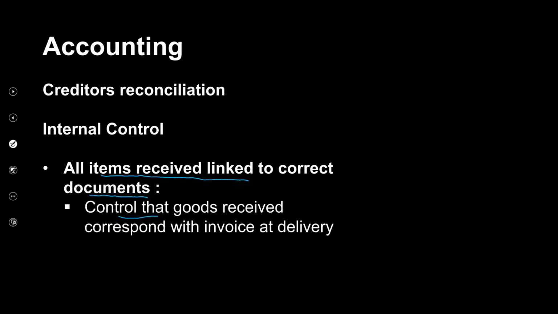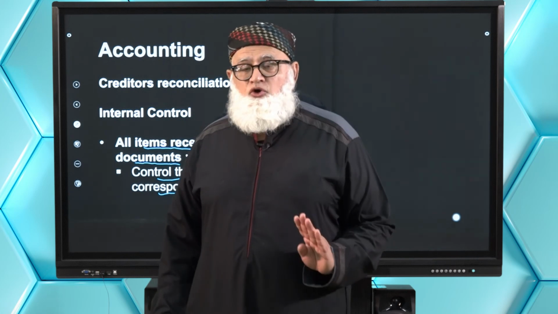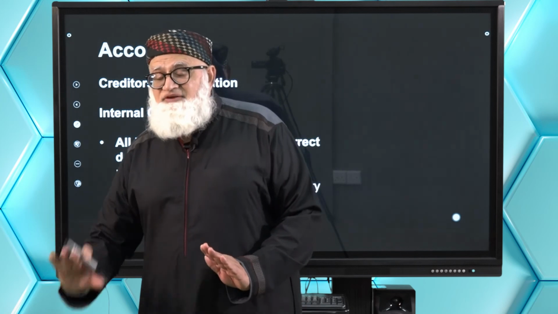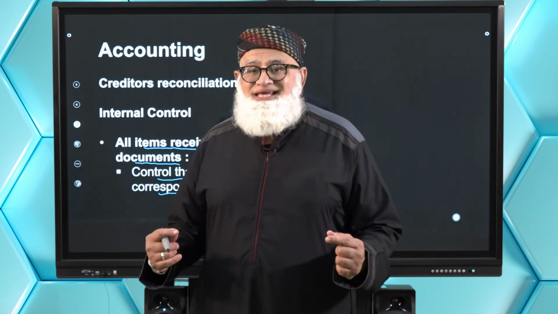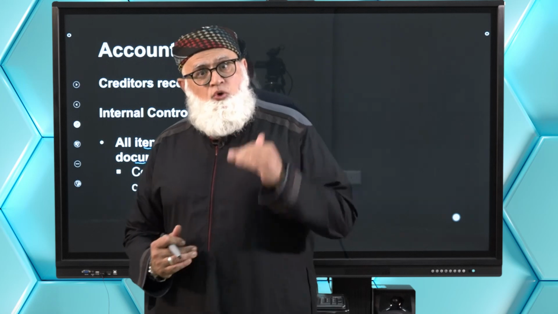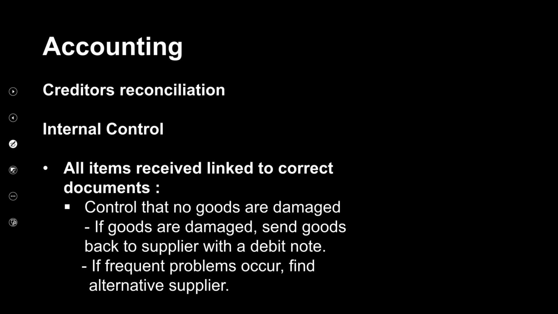Control that the goods received correspond with the invoices at delivery. Yes, this is what we ordered. This is the order form. Does it correctly correspond with my invoice? The invoice, is it checked at delivery? Are we in fact receiving the goods that were ordered? So you can see the purpose of internal control is to safeguard our asset. Which asset in this case? Trading stock. Also, the goods that we are receiving, right?